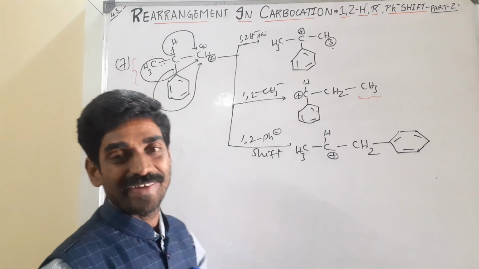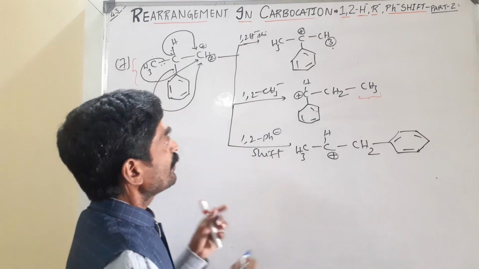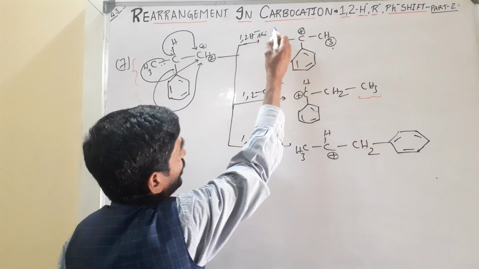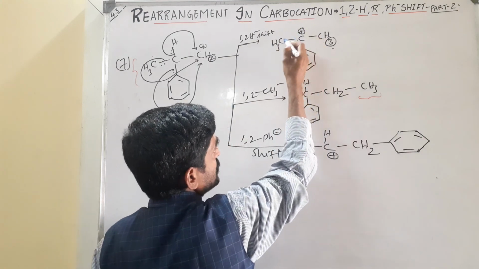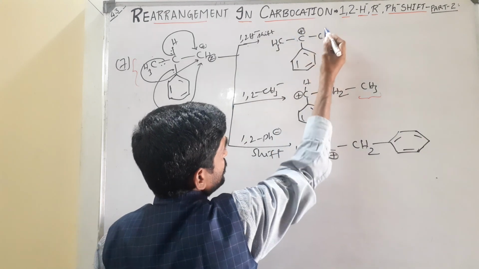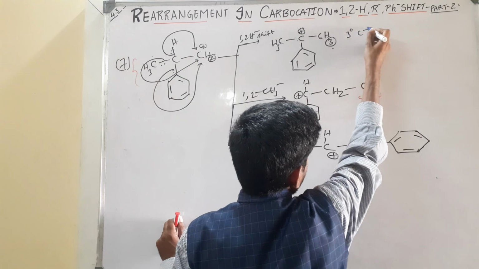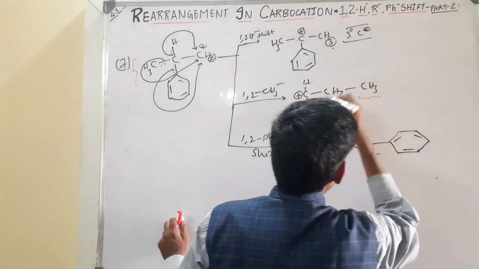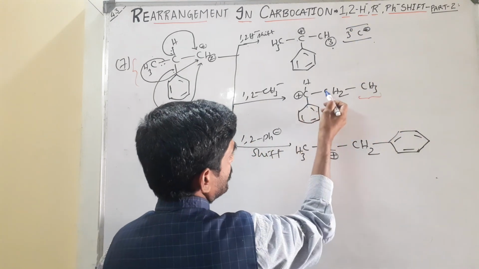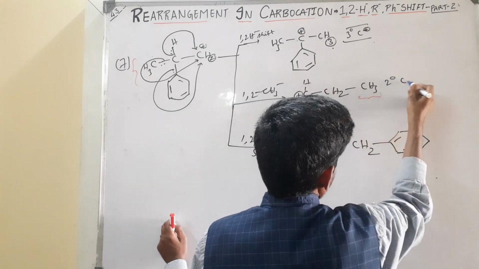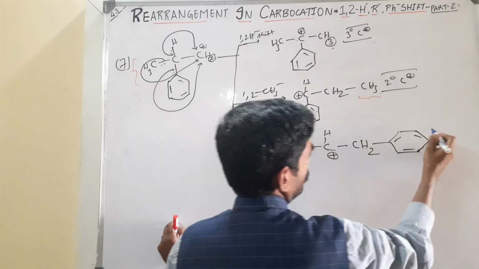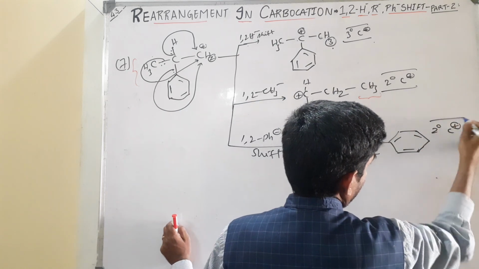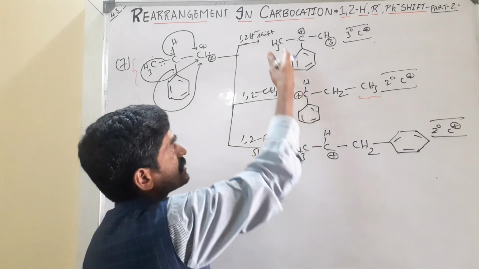Then which will happen? For that, we will discuss different factors now. But in this case, if 1,2 hydride shifting happens, what will you get here? This carbocation, this side with one, this side with one, this side with one, so it is a tertiary carbocation. Then here, bonded this side with one and this side with one, it is a secondary carbocation. And here, this is one, this side with one, this side with one, you get a secondary carbocation. So that's why it is happening.